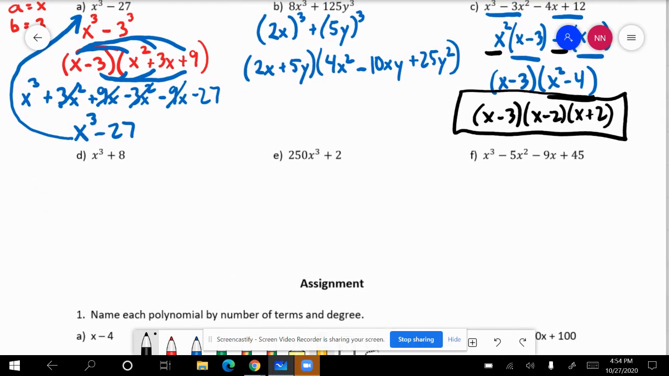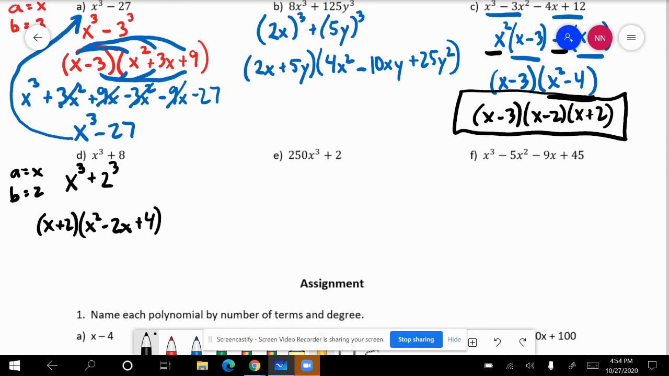Let's look at some more problems. With the letter D, if we write it in cube form, that would be x cubed plus 2 cubed. Our a value is x, our b value is 2. So we write it as x plus 2, x squared, because we square the a, minus 2x when we multiply a and b. And then when we square b, we get 4.